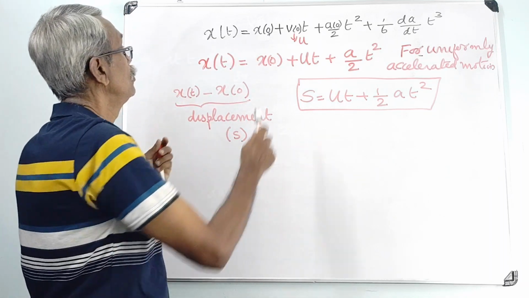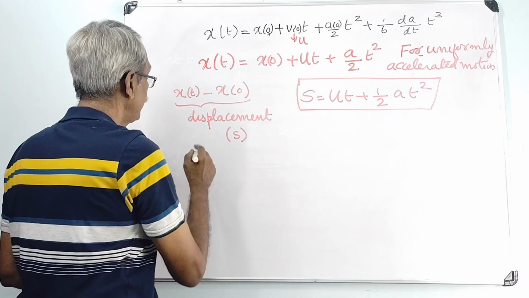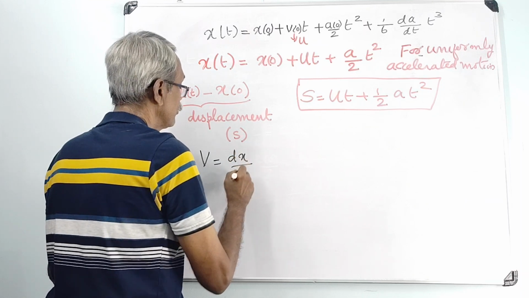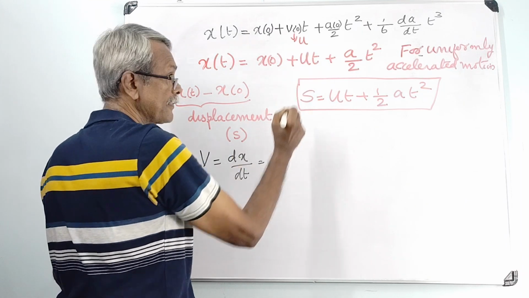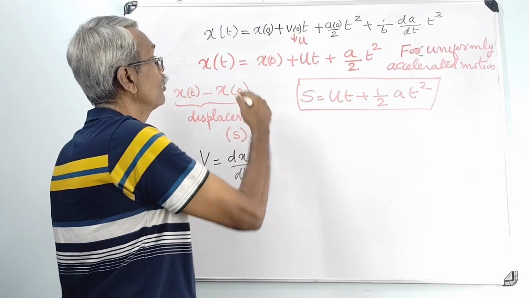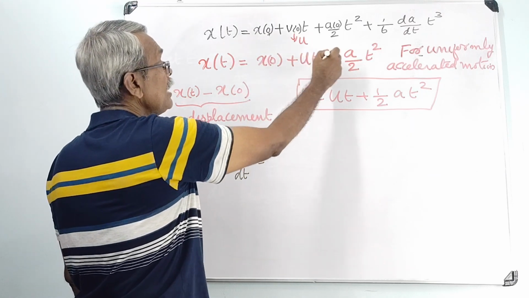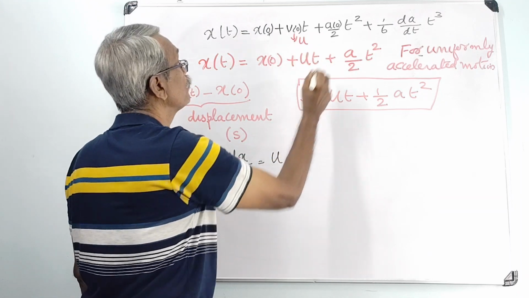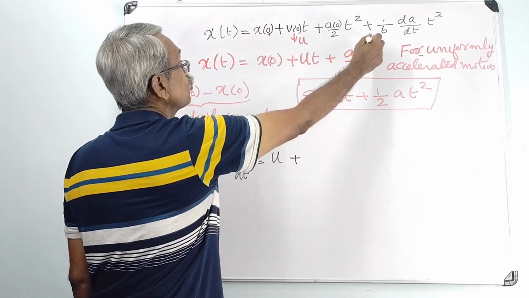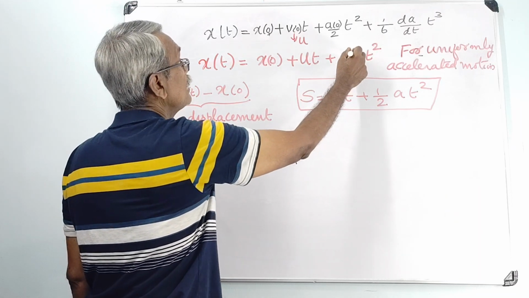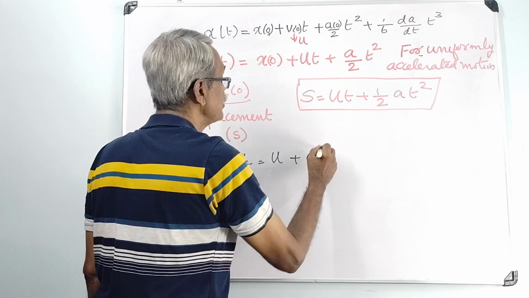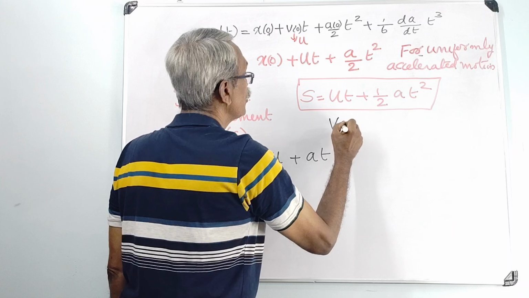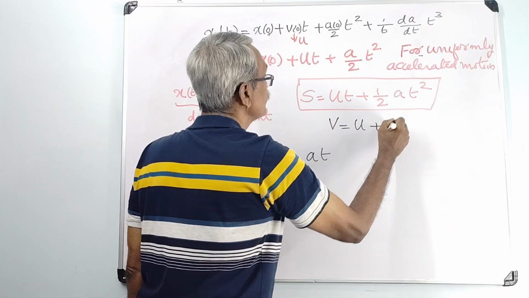Next, we have to calculate the velocity. And velocity v is equal to dx by dt, that is the derivative of this. x0 is a constant, therefore its derivative is 0. u is a constant, therefore ut will have a derivative u, plus this t square will have a derivative 2t, and therefore this 2 will cancel and this will be at. Therefore, this gives you the familiar equation v is equal to u plus at.